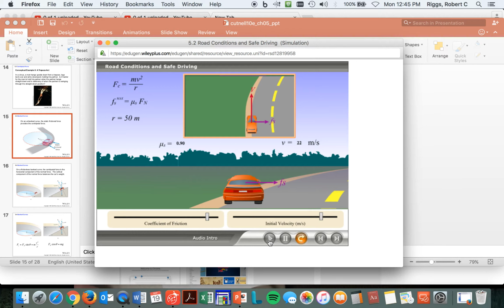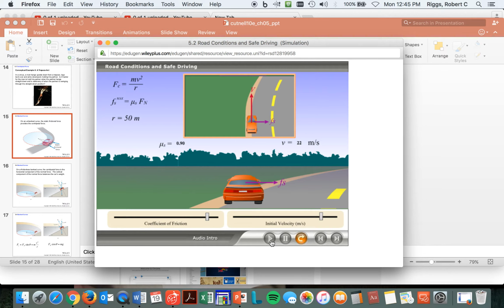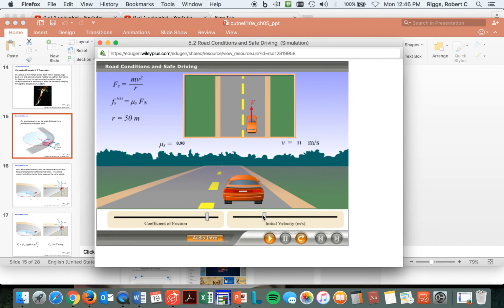I don't know why they had to get so dramatic. The available friction force was not enough to keep the car on the track. Okay, so what do I have it at? 22 meters per second. Mu of s is 0.9. Let's calculate that. Right. And notice what happens. The available friction force was not enough to keep the car on the track.